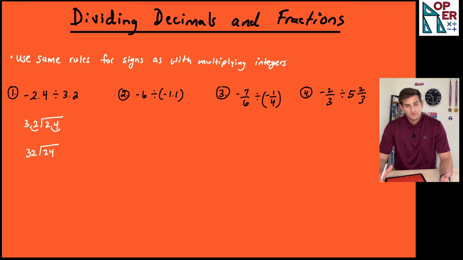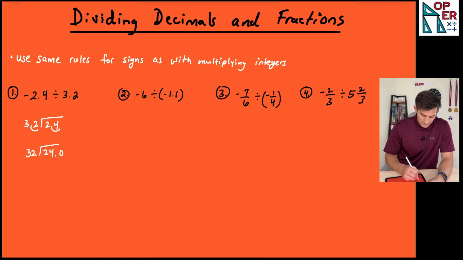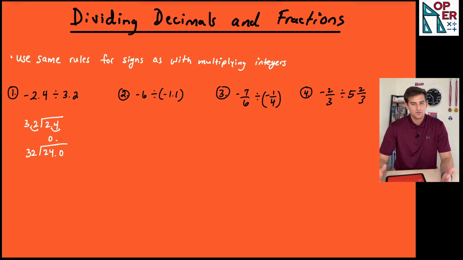Now, 32 won't go into 24 because it's bigger, right? So we need to add a decimal and a 0. So let's bring that decimal up to the top. And now let's see how many times 32 will go into 240. So if you have a calculator, you can just kind of guess and check. One thing you could do is do 240 divided by 32 and just see what you get. So when we do that, 240 divided by 32, we're going to get a little bit more than 7. Okay, so we get 7.5.